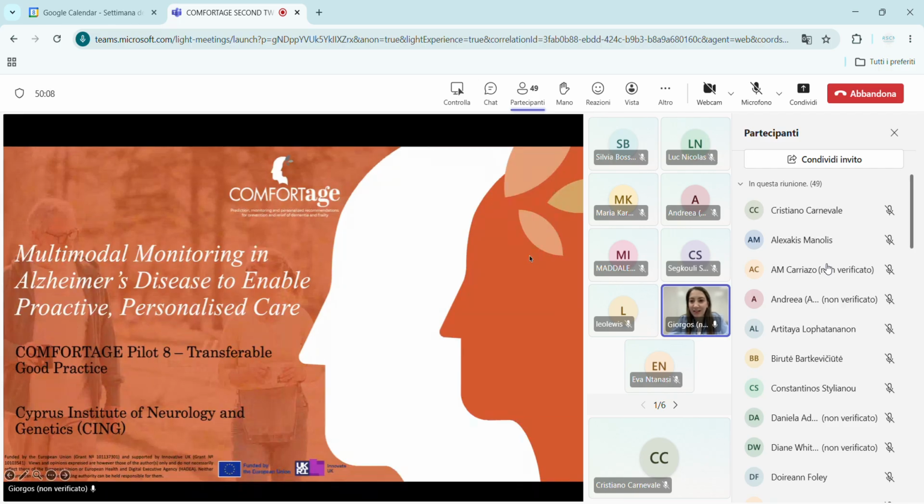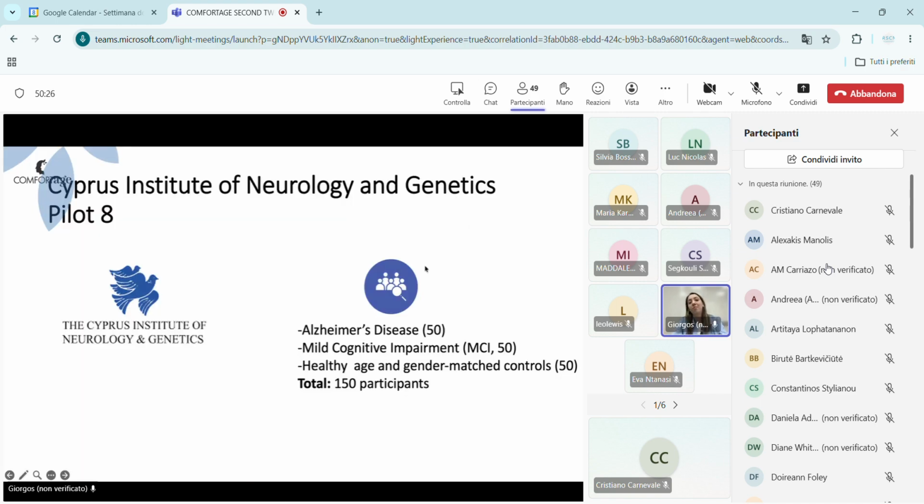Yes. Great. Okay, so I am going to present Pilot 8 here at the Cyprus Institute of Neurology and Genetics about multimodal monitoring in Alzheimer's disease to enable proactive personalized care. What we are doing here at SING, we have our participants. We aim to reach 150 participants from 3 different groups. The groups are Alzheimer's disease patients, people with mild cognitive impairment, and healthy age and gender matched controls.